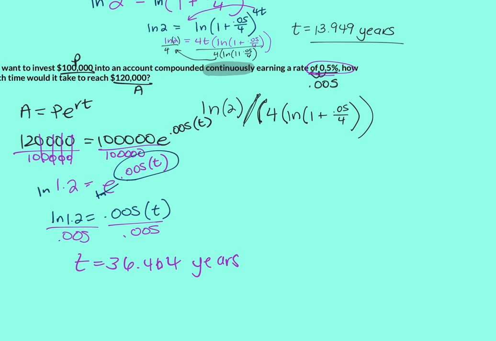You can always check these too by plugging it back into this side of the equation. So $100,000 times e to the 0.005 times t, 36.464 years. And if you plug that in, it may not be exact because it's rounded, but it should be close to 120,000. So I get 119,999.81, which would obviously be pretty close to 120,000.